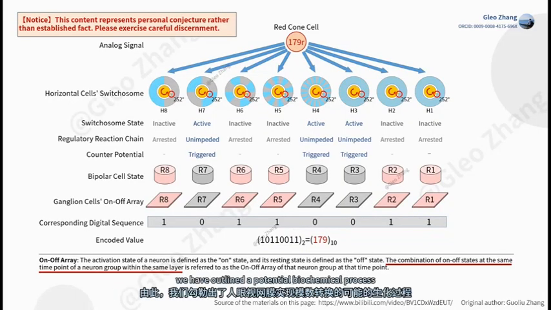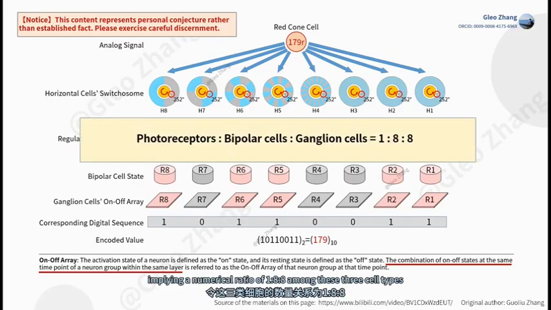From this, we have outlined the potential biochemical process by which the human retina might achieve analog to digital conversion. While the specific details may not be entirely accurate, the intended function is successfully achieved. However, there remains an obvious issue with this hypothesized mechanism of biological ADC. If the conversion process indeed operates as illustrated, it will require each photoreceptor to connect to A bipolar cells and A ganglion cells, implying a numerical ratio of 1 to A among these three cell types. Yet this is not the case in reality.